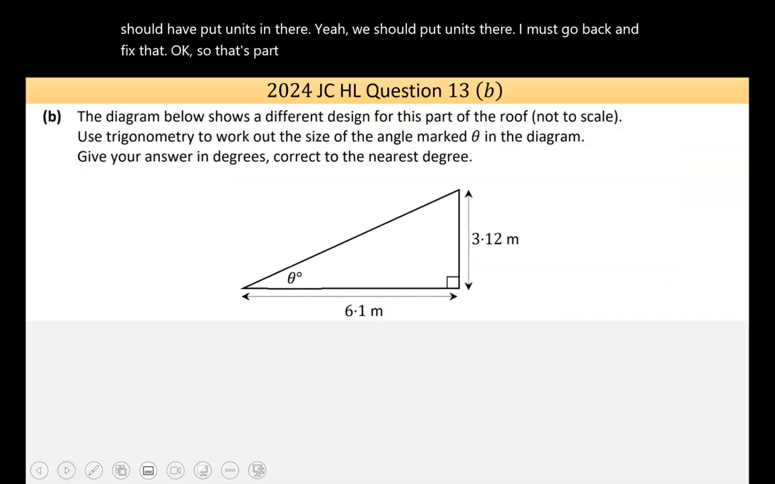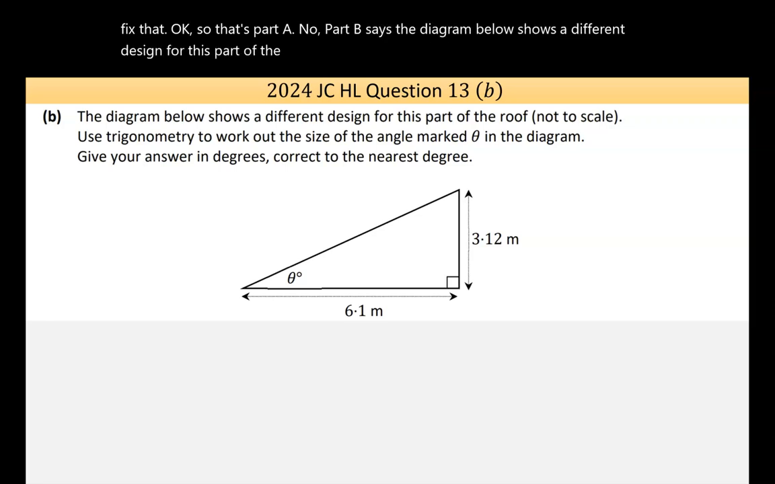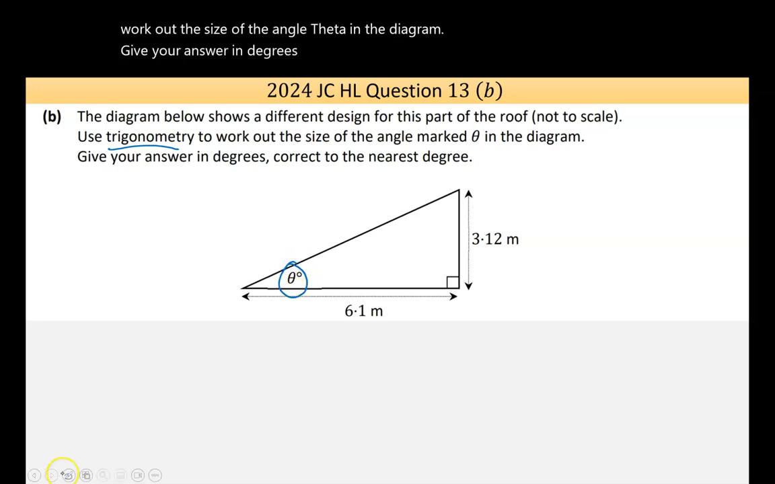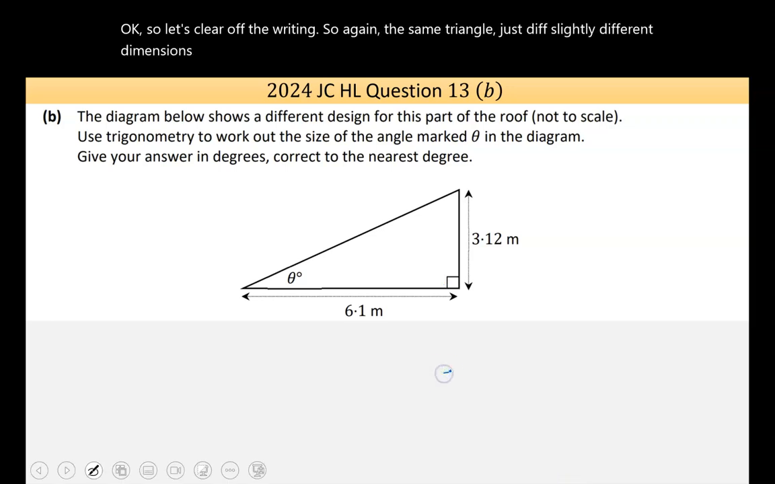Now part B says the diagram below shows a different design for this part of the roof, and again, not to scale. Use trigonometry to work out the size of the angle theta in the diagram. Give your answer in degrees, correct to the nearest degree. Okay, so let's clear off the writing. So again, the same triangle, just slightly different dimensions, but it's a right angle triangle.